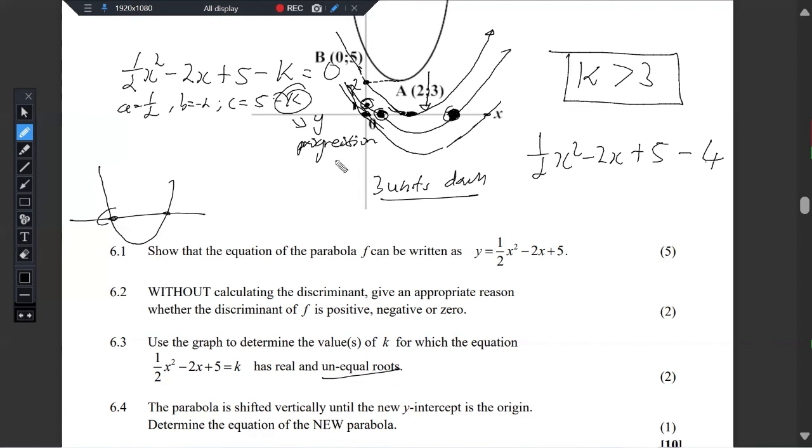The number that I have to subtract here has to be a number that is greater than 3 in order that my graph will intersect at 2 different points. So I hope that makes sense.